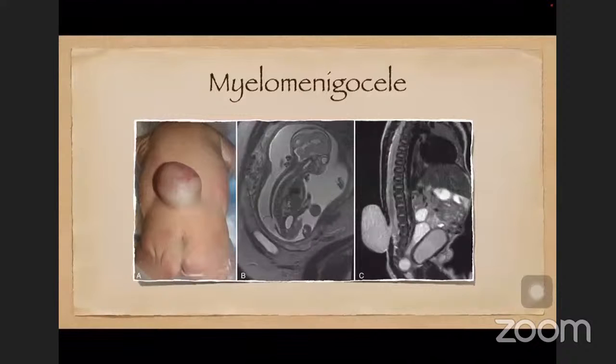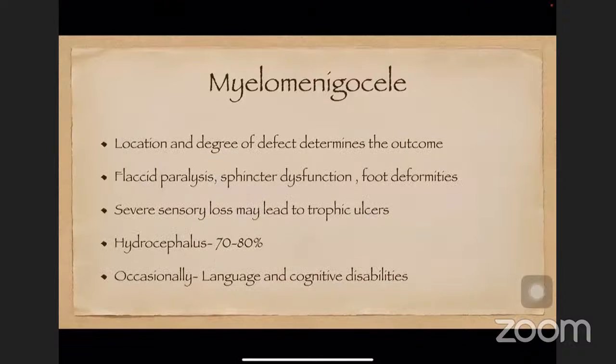The moment spinal elements are present within the sac, it will be termed as myelomeningocele. The location and the degree of the defect determines the outcome. So the lumbar ones are the ones which probably will have the most significant problems, usually present with flaccid paralysis, sphincter dysfunction, and foot deformities. Usually have a severe sensory loss, which leads to trophic ulcers.